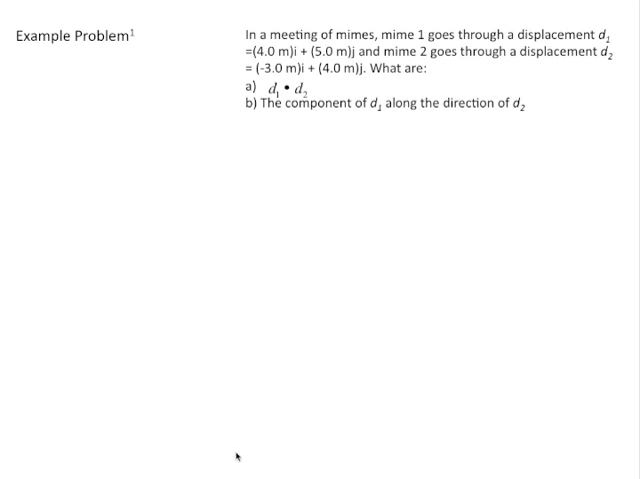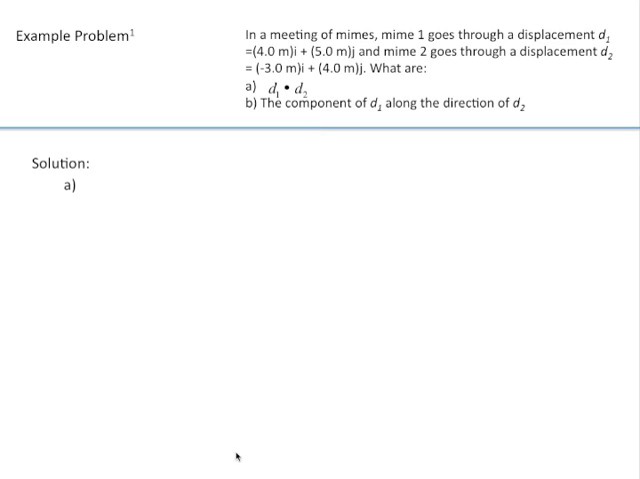Now let's do an example problem. In a meeting of mimes, mime 1 goes through displacement d1 equals 4i plus 5j meters, and mime 2 goes through displacement d2 equals negative 3i plus 4j meters. What are a, d1 dot d2, and b, the component of d1 along the direction of d2?